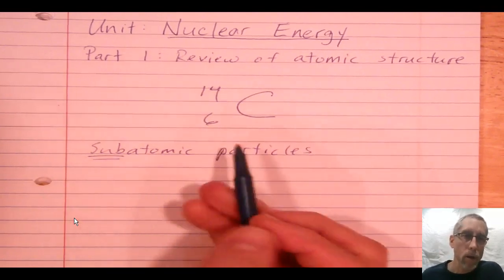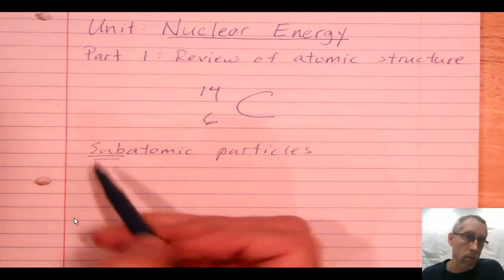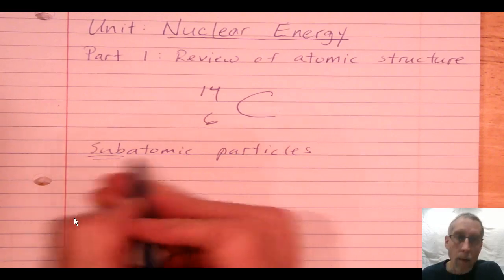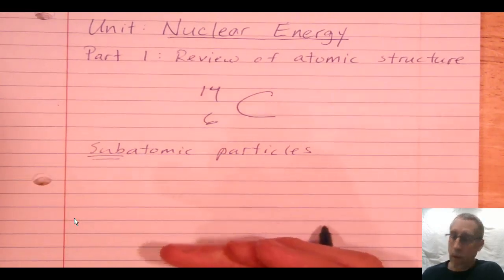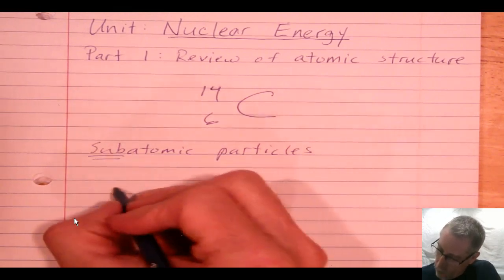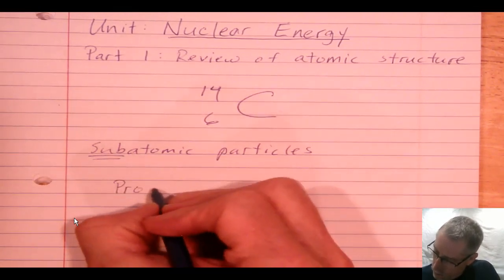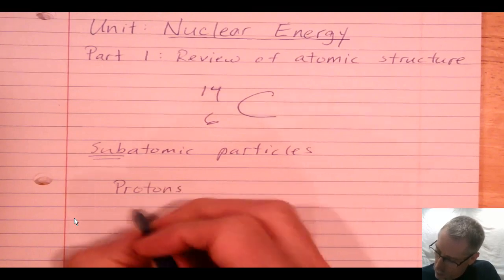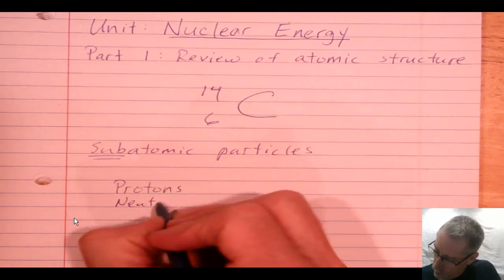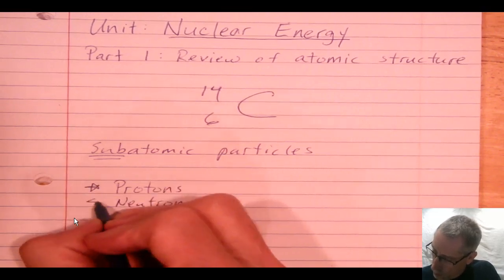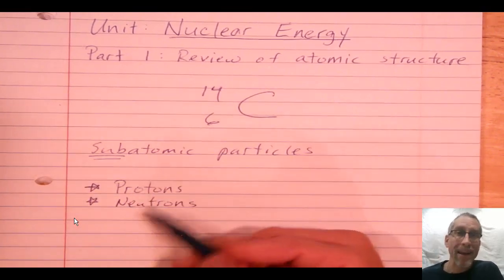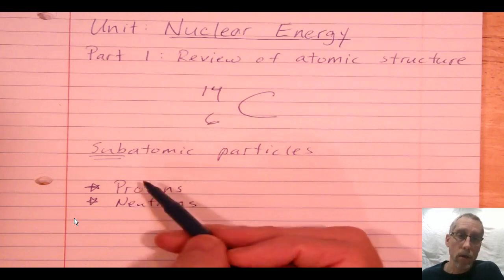The key roots here of these words: sub, meaning kind of under, and atomic. So these are the particles that make every atom. And there are 3 of them. There are the protons and the neutrons. And I'm going to star those 2 because those are the 2 that live inside the nucleus of an atom.